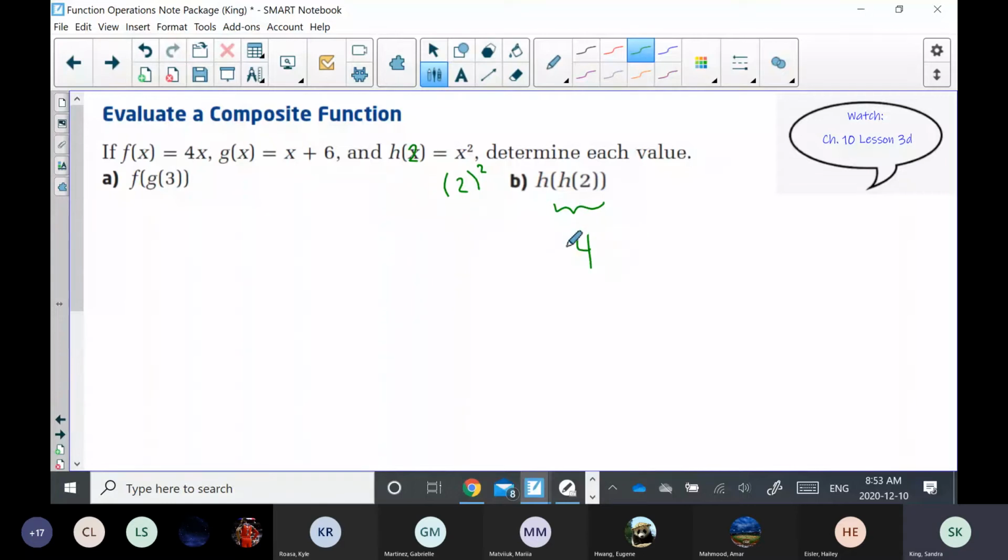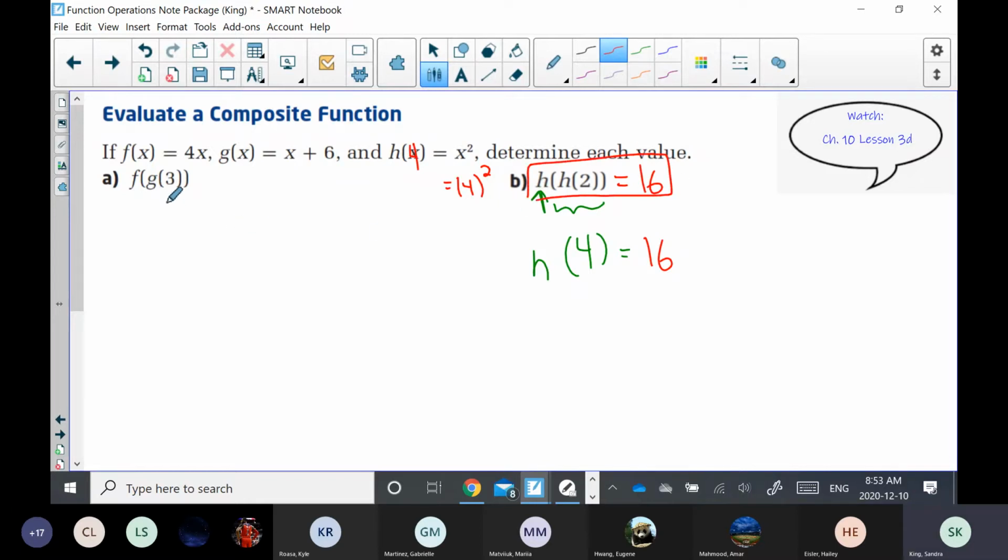From here, I put that answer into the outer function, which is still h again. And I'm going to calculate what the h of 4 is. So going back over here, go back to your h function, stick in a 4, wherever you see an x, take it out and put in a 4. 4 squared is equal to 16. So the h of h of 2 is equal to 16.